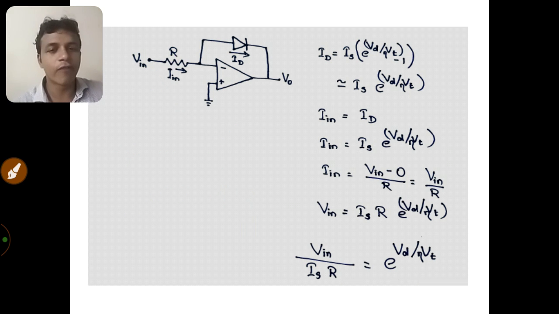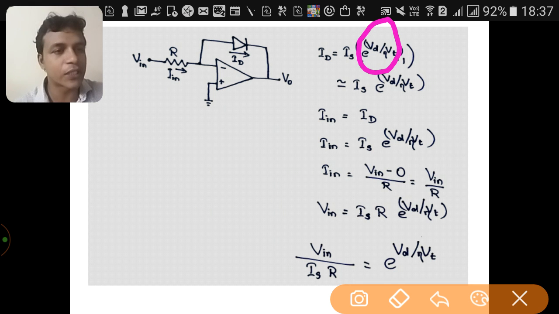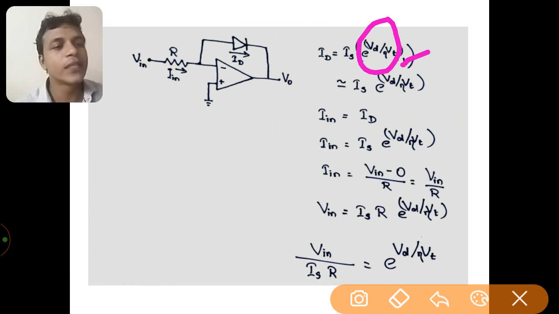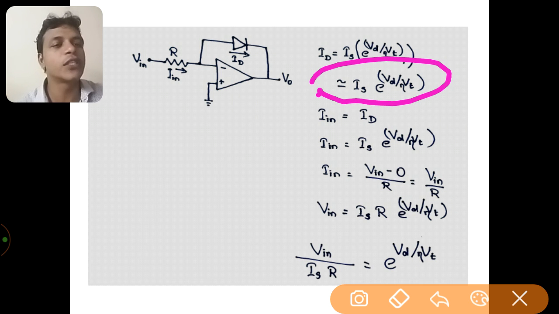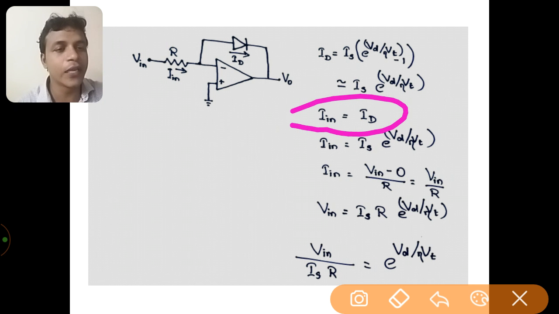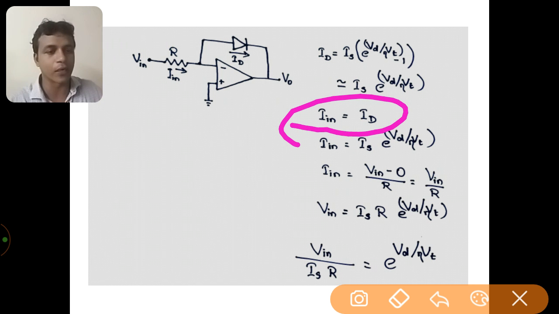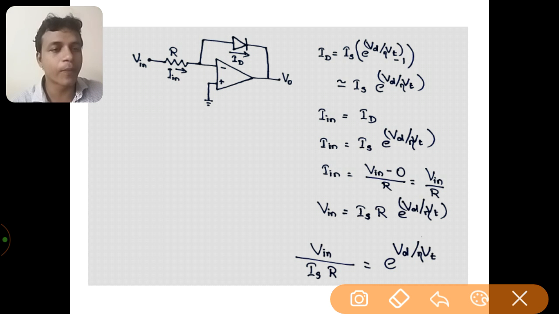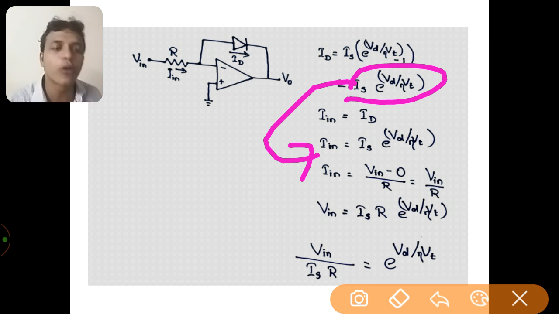When we compare this portion of the equation, the exponential term is very large compared to the 1. So this equation can be approximated as ID approximately equal to Is into exponent of Vd divided by eta into Vt. We have already concluded that Iin is equal to ID, the input current is equal to the diode current. So this equation can be equated to the input current: Iin equal to Is into exponent of Vd divided by eta into Vt.